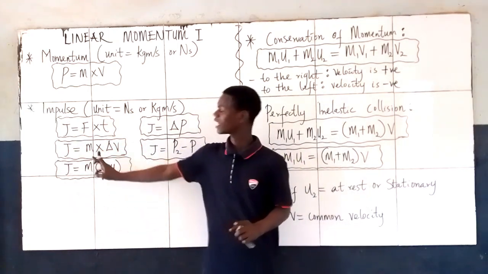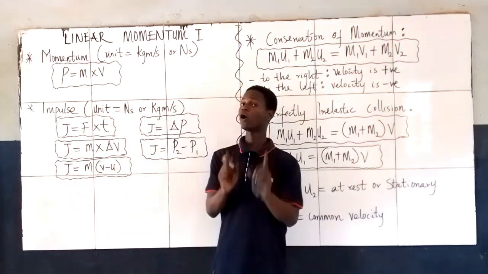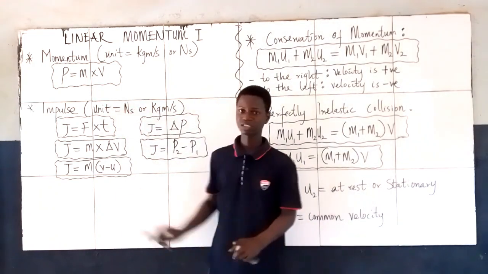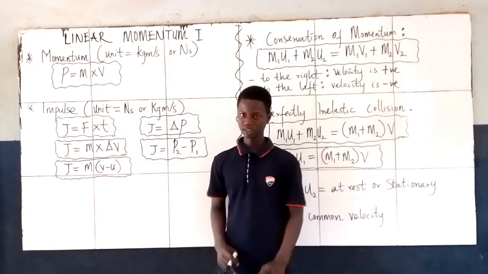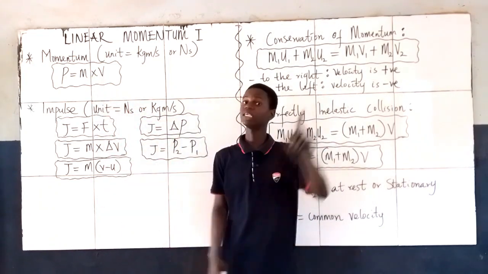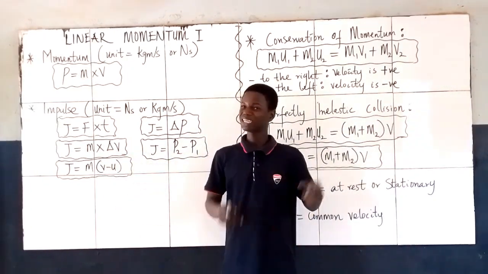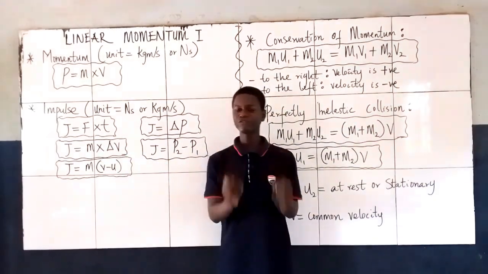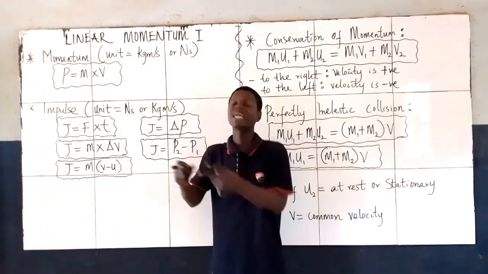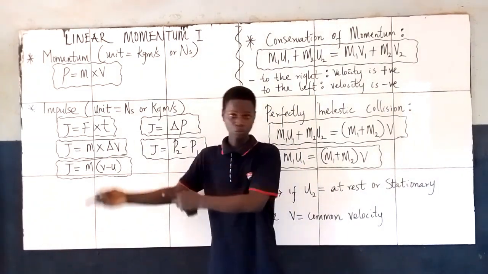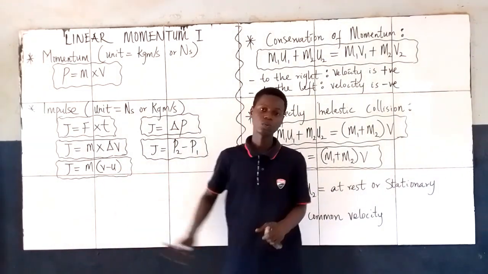Or mass times change in velocity. Observe that it's not just velocity, but what? Change in velocity. M times V is for momentum, but M times change in V is for what? Impulse. And that's why you define impulse as what? The change in momentum. The change in what? In momentum. This is the reason why.